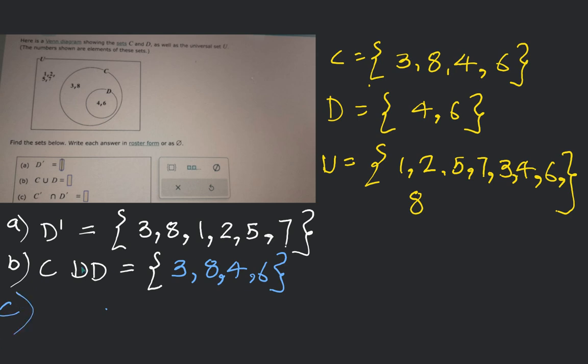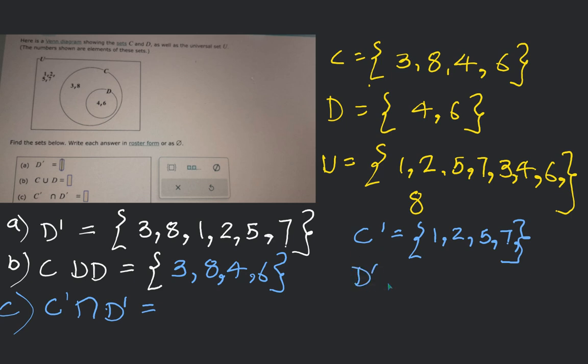Last part, C prime intersection D prime. So first of all, find the elements which are not there in C. And what are they? 1, 2, 5, 7. Would you say 4, 6? No, because 4 and 6 are already there in C only. D is a subset of C. So we can't have that.